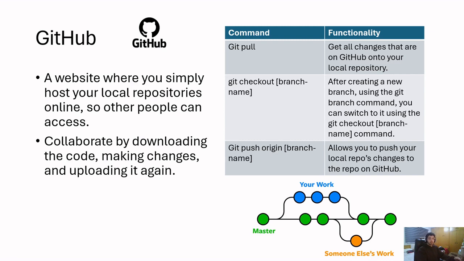Lastly, we have git push, which allows you to push your local changes to the online repo on GitHub by setting the origin branch name you would like to push it to. This is Git in a nutshell. Of course, there is a plethora of other commands, but these are the main ones you need to get started. Now, let's get to the hands-on part.